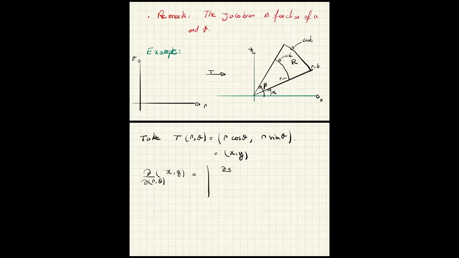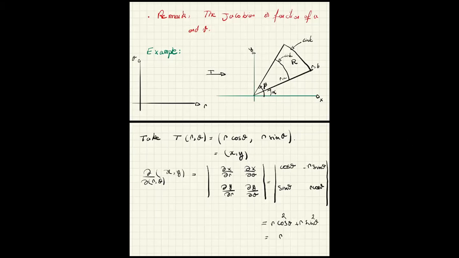This is dx, dr, dx, d theta, dy, dr, dy, d theta, which is cos theta, r, minus r sine theta, sine theta, r cos theta, which is r cos theta squared plus r sine theta squared, which is r. Now you have to check that this is okay.